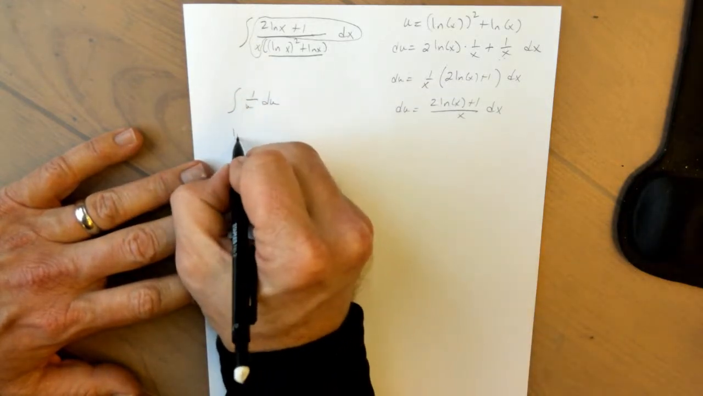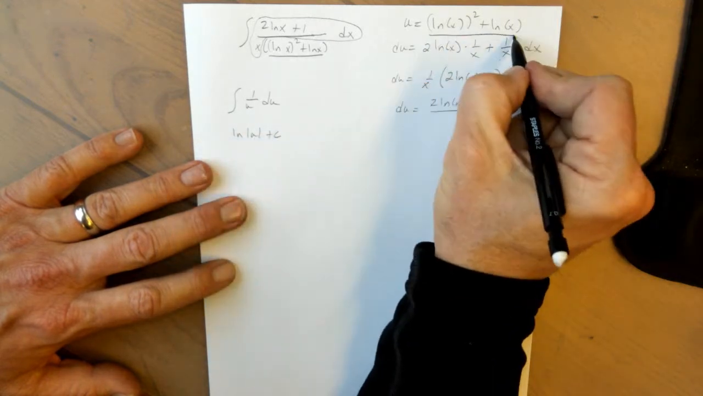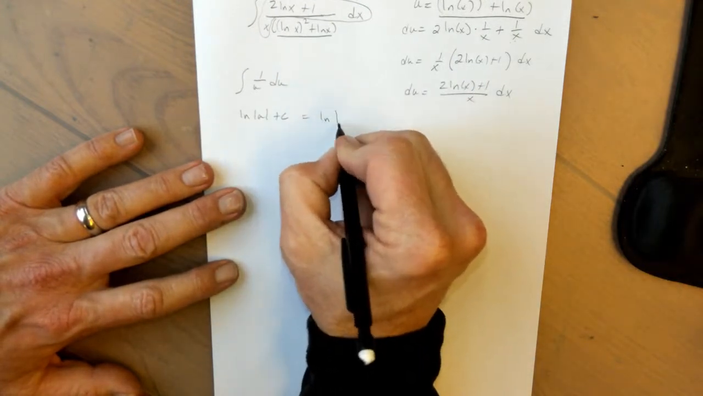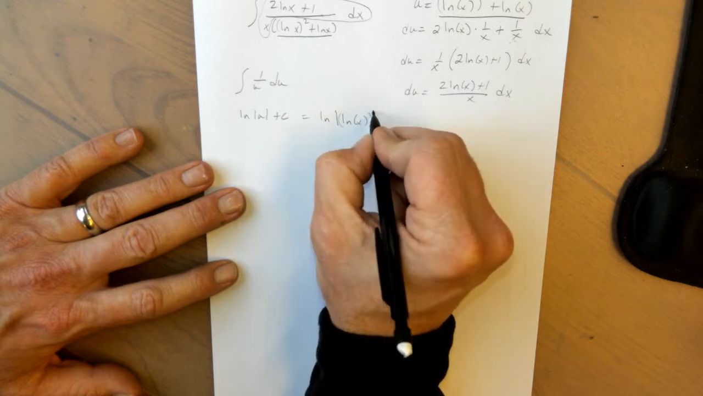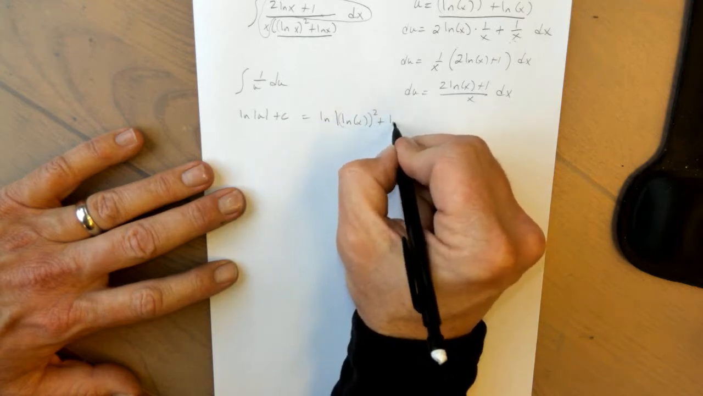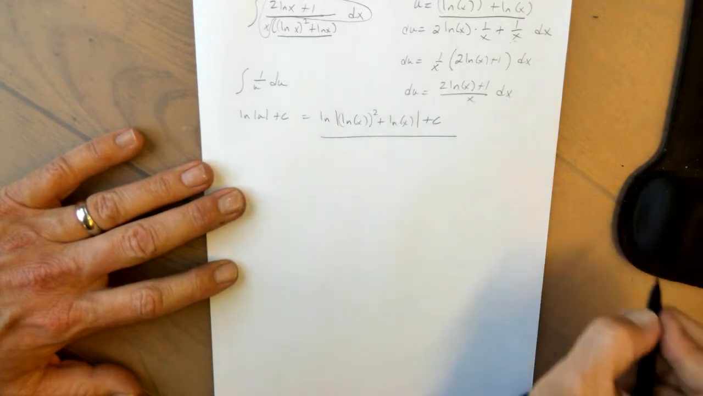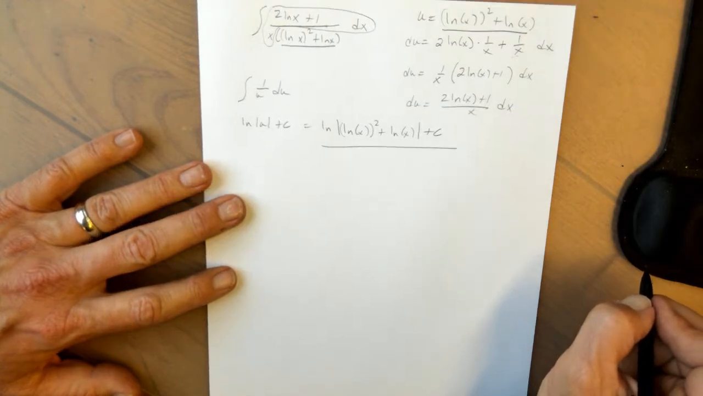And then our antiderivative, the natural log of the absolute value of u plus c, and we'll plug back in our u, and we know the natural log of the absolute value of the natural log of x, that quantity squared, plus the natural log of x, closing our absolute value, plus c. So looks can be a little deceiving there.